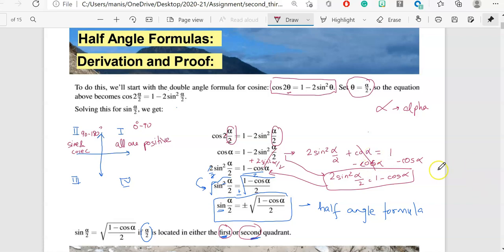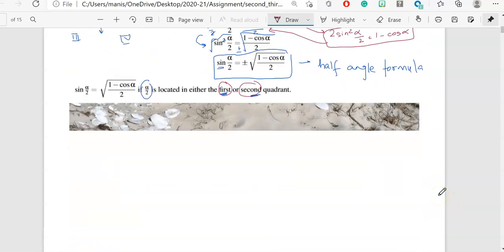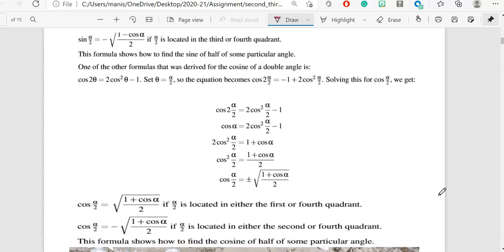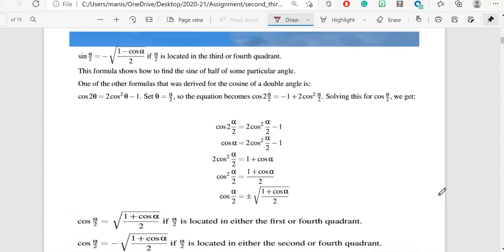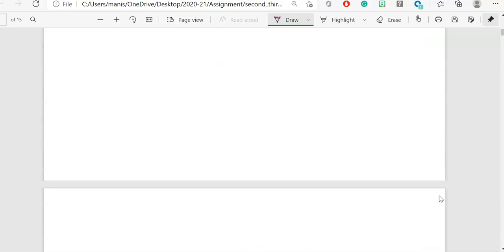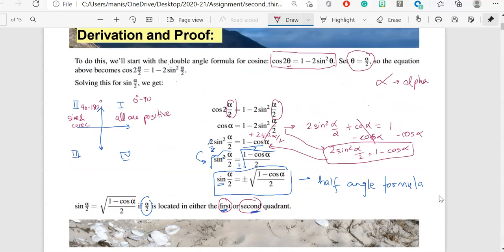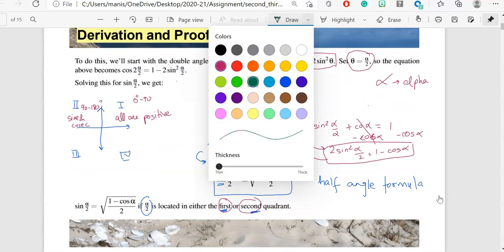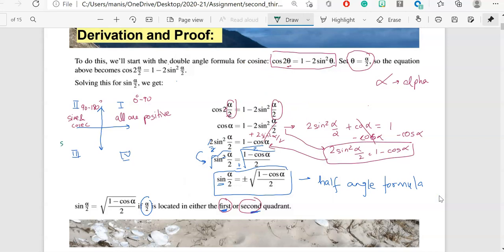So let's proceed to the next page. I will advise you to go ahead and copy these notes in your binder. Now it says over here sine alpha over 2 is equal to negative radical of 1 minus cosine alpha over 2 if alpha over 2, that's our angle, is located in the third or fourth quadrant. Because in your third and fourth quadrants, this is your third quadrant, sine and cosecant are negative.